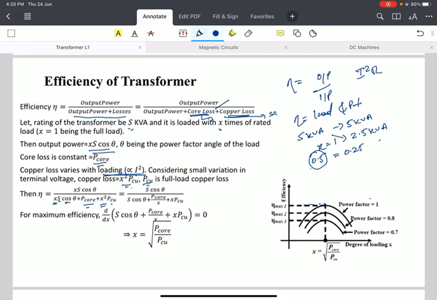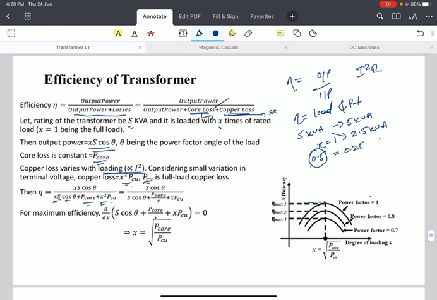Then the efficiency of a transformer can be written as X into S cos theta, which is the output power, divided by X into S cos theta, the output power, plus P core, which is constant in a transformer, plus X square into PCU, where X is how many times the transformer is loaded. So we can divide it by X. It will be X cos theta plus P core divided by X plus X PCU.